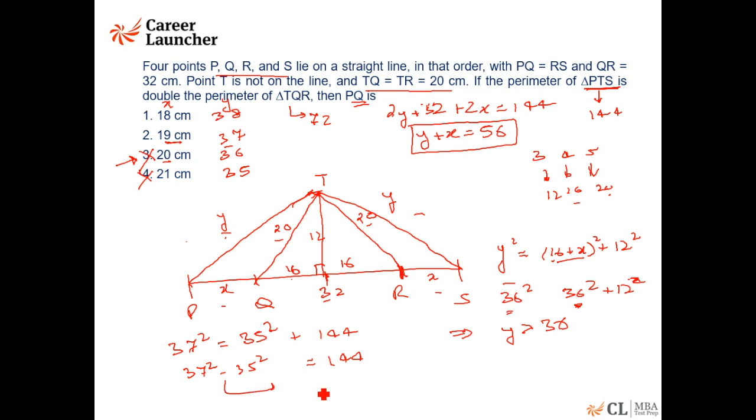Now what is this going to be equal to? The basic formula a square minus b square is equal to a plus b into a minus b. So this should be 37 plus 35 into 37 minus 35, which is equal to 72 into 2, 144. It satisfies, so the correct answer is 19. So when you form equations, don't solve the equations, substitute the values from the choices, and then you will be able to get to the answer faster.